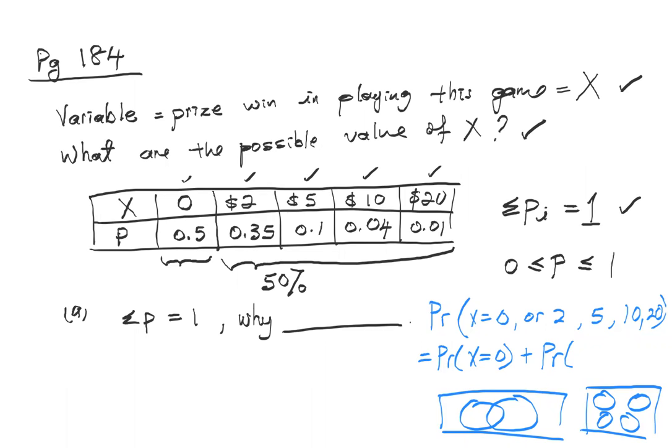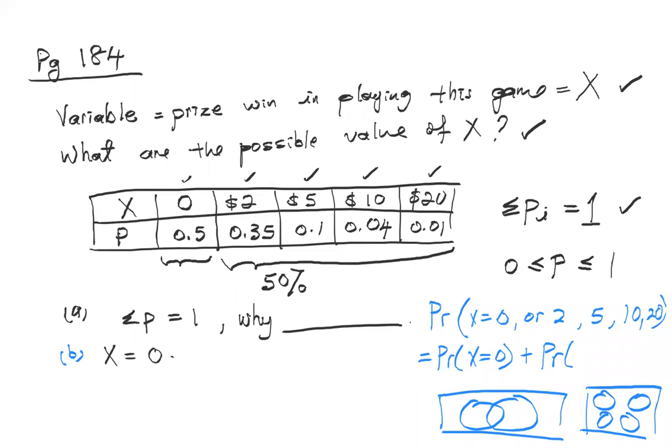Okay, so done with that. What is the most likely outcome for playing this game? When I say most likely outcome, I'm looking for the mode. Which is the most likely outcome? Didn't get any prize, because that is the highest probability. Am I right? So part B, it will be X equal to 0.